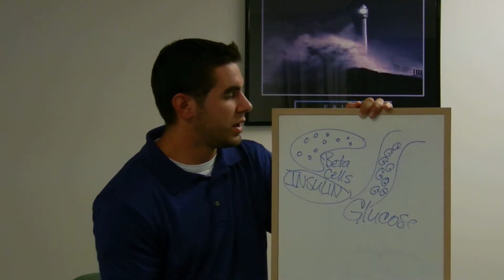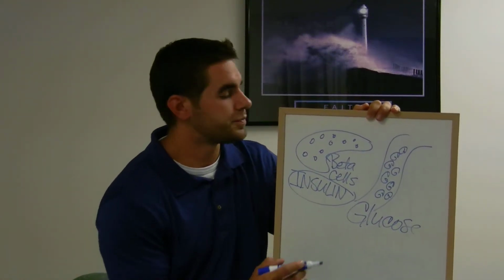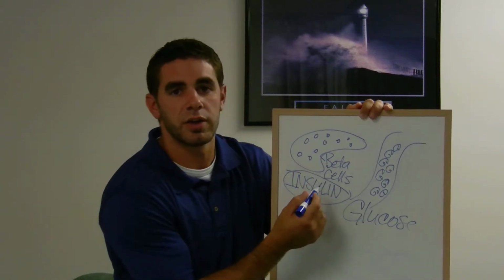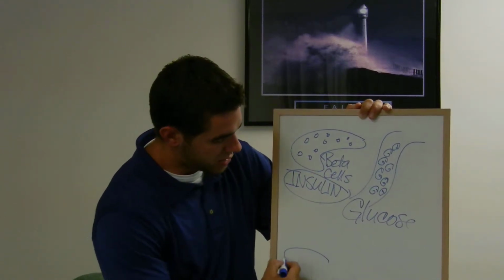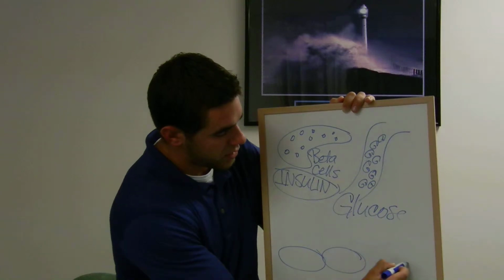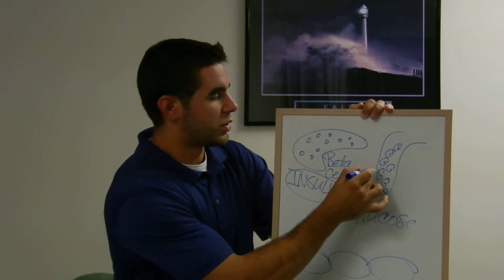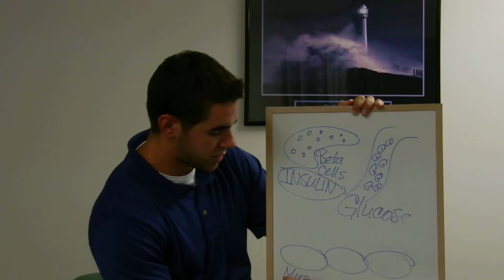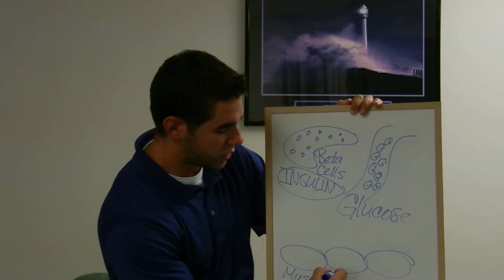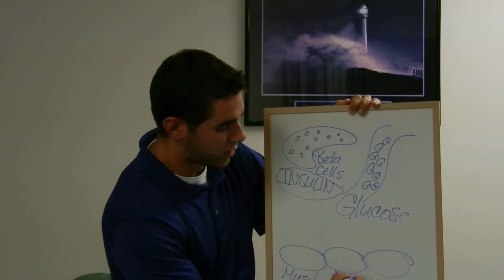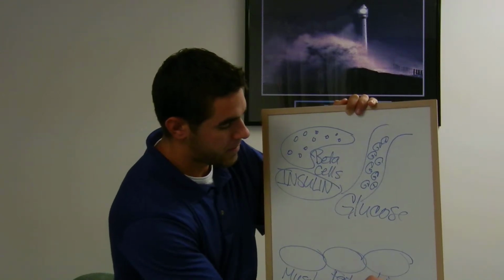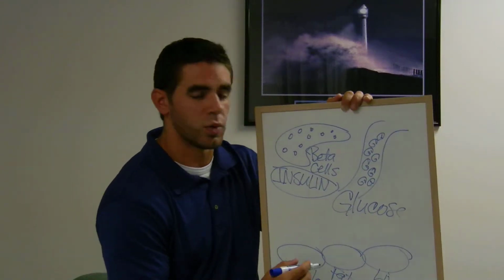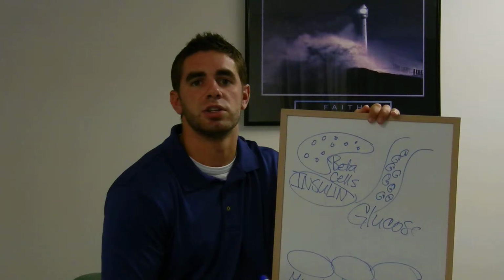But after we normally eat a meal and we have the glucose in the blood, these beta cells in the pancreas produce insulin. It's the job of this insulin to get the glucose out of the blood and into the cells of the body. The major cells where this glucose is stored are muscle, fat, and liver cells. And once it gets to these cells, it's stored as glycogen.